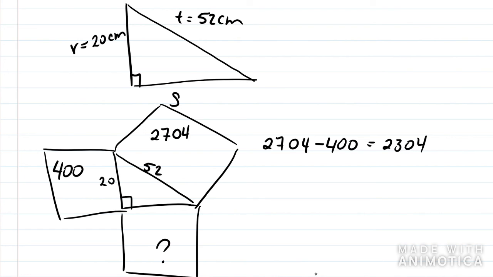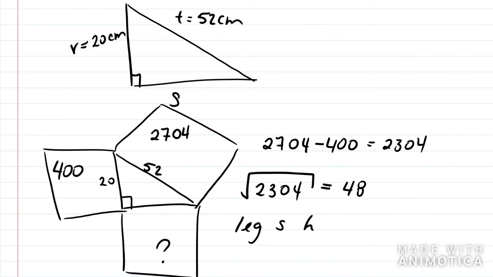And then because that's the area, we want to find out what the side length is. So we have to square root that number, 2,304. And that will give us a whole number of 48. So leg S has a length of 48 centimeters.